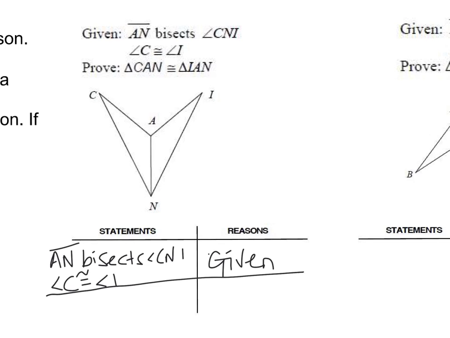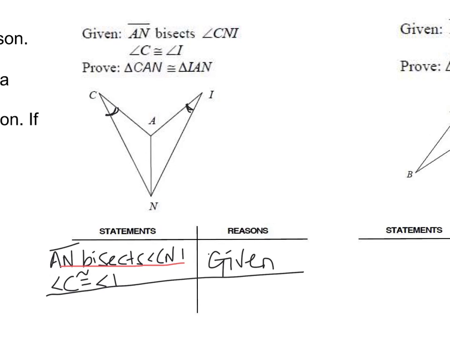Then I'm going to go to marking my figure for C. Angle C is congruent to angle I. All right. Now, I haven't used the fact that it says AN bisects angle CNI yet, so I'm going to add that in my proof.